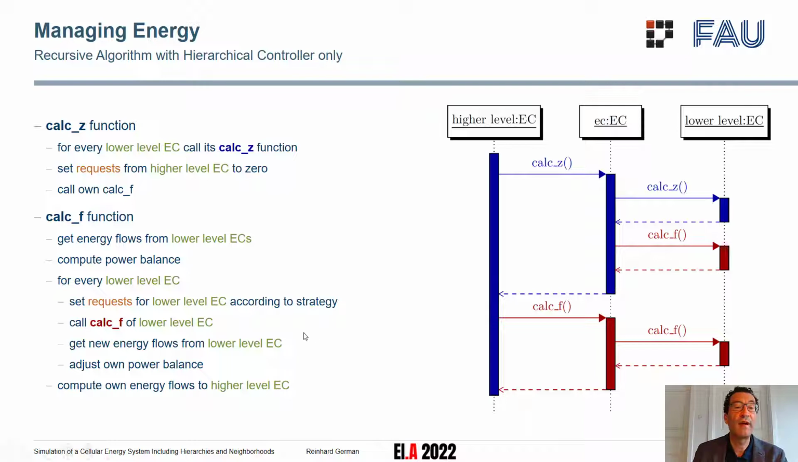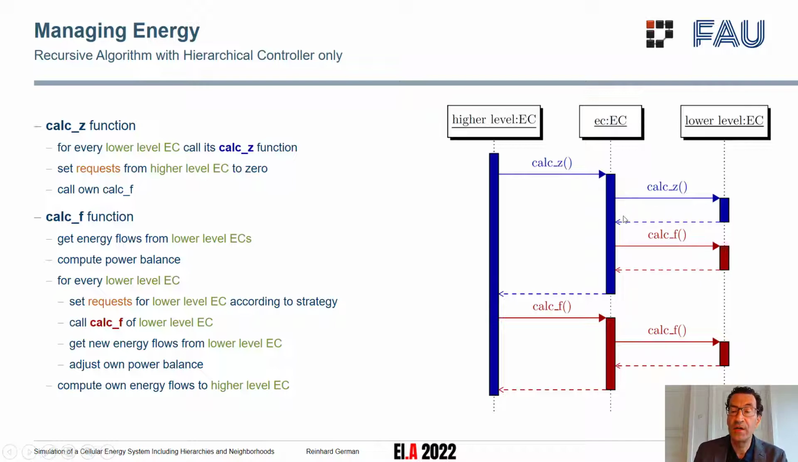So first of all, calc_z is called, for instance here, from a higher level EC energy cell. The calc_z function of a certain energy cell is called, and it is recursive, so therefore it calls all the children energy cells also with calc_z, and it gets the initial power flows, that is the actual power flows which would happen if no request would be set from the outside.